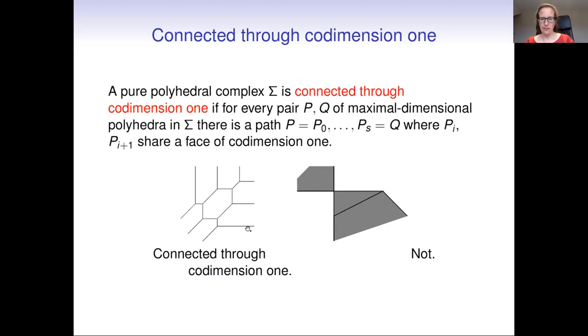You can check that if you choose any other pair of maximal polyhedra here, you can pass from one to the other. So in this case, when it's one-dimensional, connected through codimension one is the same as connected. In higher dimensions, it's not, though. Here we have a two-dimensional pure polyhedral complex that is not connected through codimension one, because there's no way to get from this top polyhedron to any other one via a path that only shares faces of codimension one. Codimension one would mean edges, and while it's connected, it only intersects the rest of the complex in a zero-dimensional vertex. So this one is connected through codimension one, this one is not.